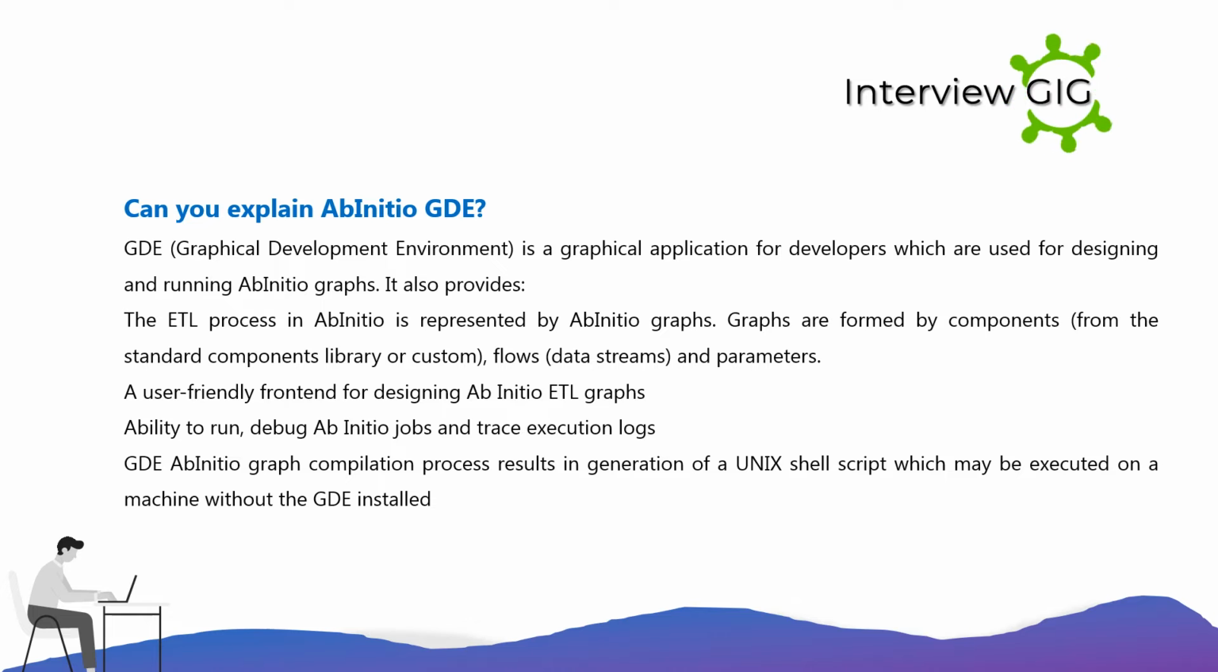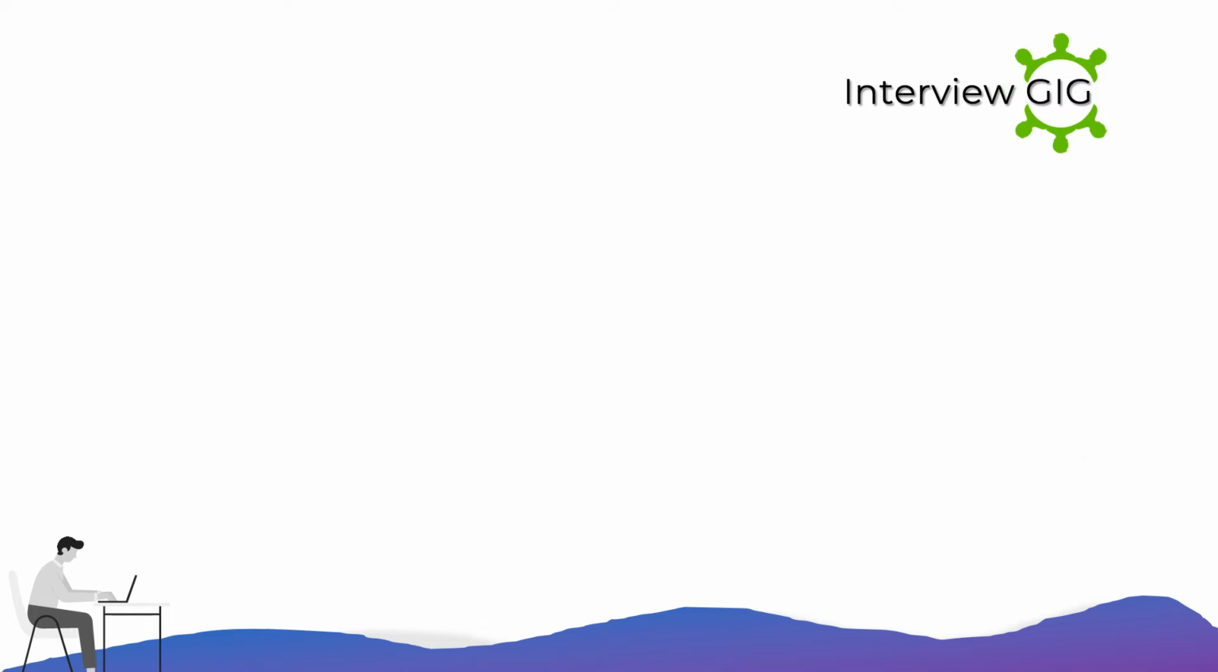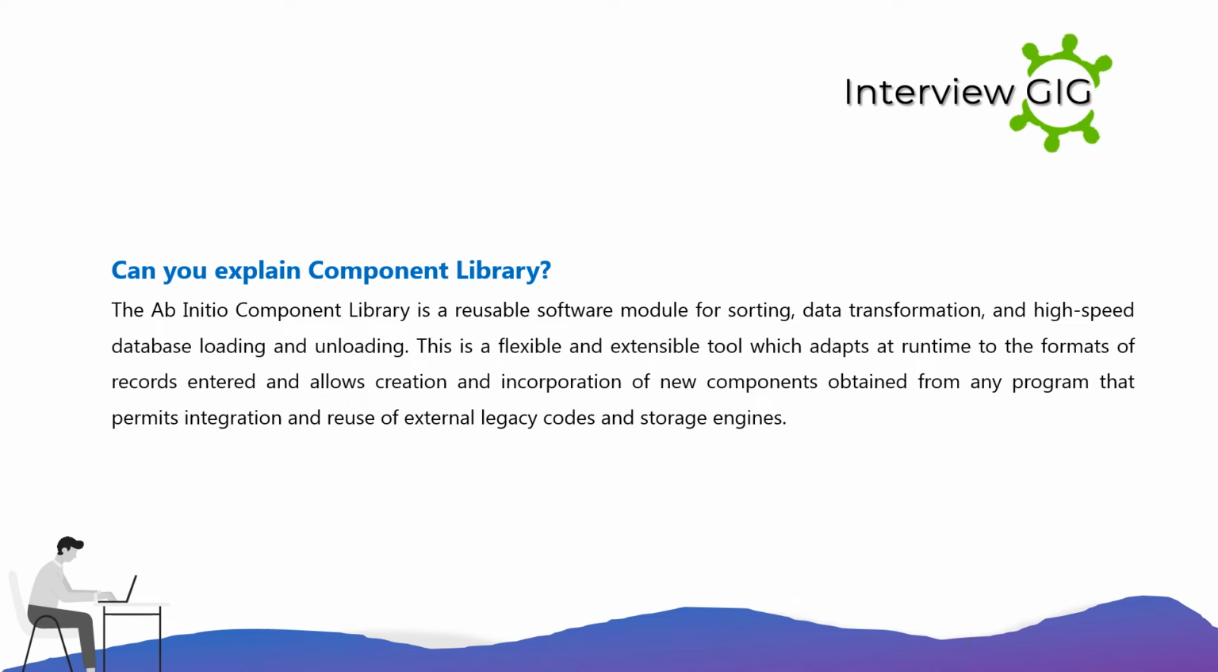without the GDE installed. Can you explain Component Library? The AbInitio Component Library is a reusable software module for sorting, data transformation, and high-speed database loading and unloading. This is a flexible and extensible tool which adapts at runtime to the formats of records entered and allows creation and incorporation of new components obtained from any program that permits integration and reuse of external legacy codes and storage engines.